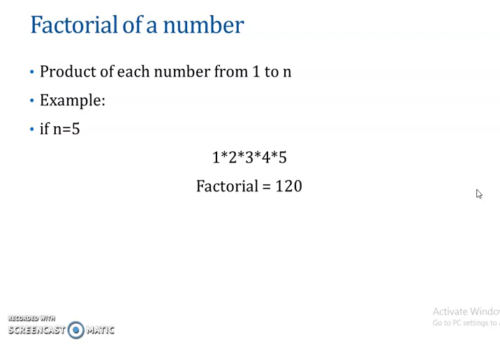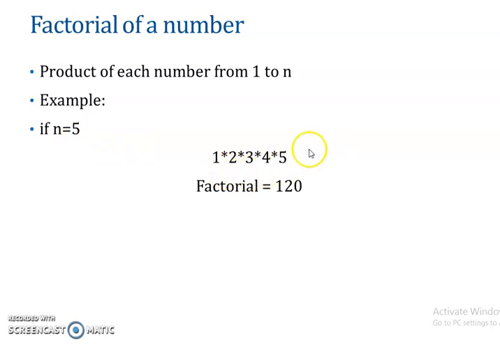So what is meant by factorial of a number? It is just the result of the product of each number from 1 to n. So the user has given n as input, and if the user has given us 5, it is the product of each number from 1 to n. So 1 to n, that is 1 into 2 into 3 into 4 into 5. The result of the product of all these numbers would be the factorial of a given number.